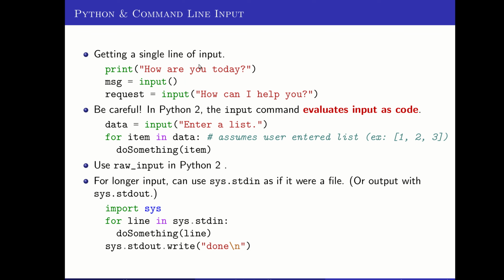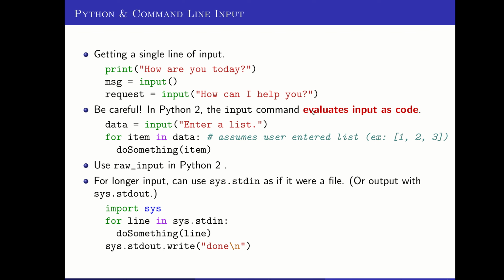So here we printed out the prompt, and then we do the input. Here we've included what the prompt will be as an argument to the input function. Both are valid approaches. You should be careful if you end up working in Python 2, because the input command actually evaluates the input as code. This is horribly insecure and really shouldn't be something that you do.